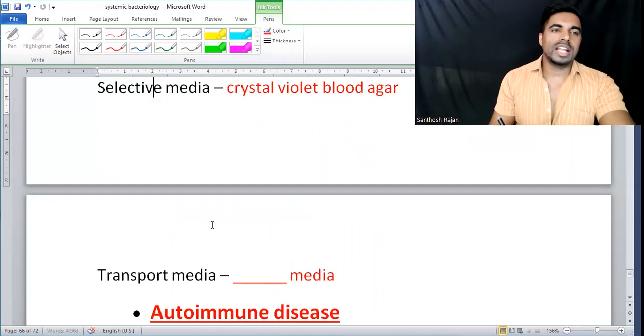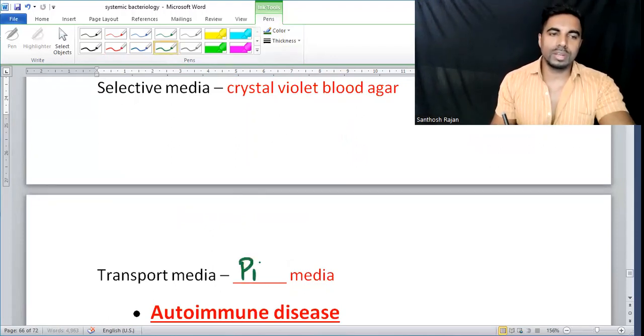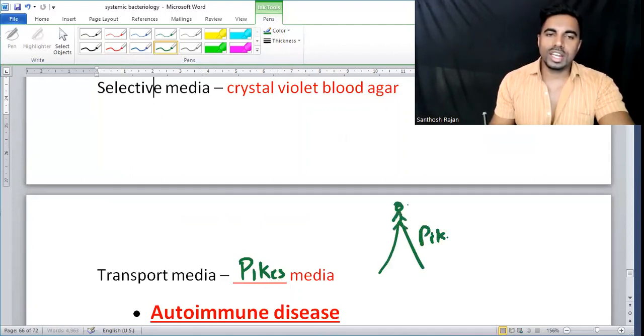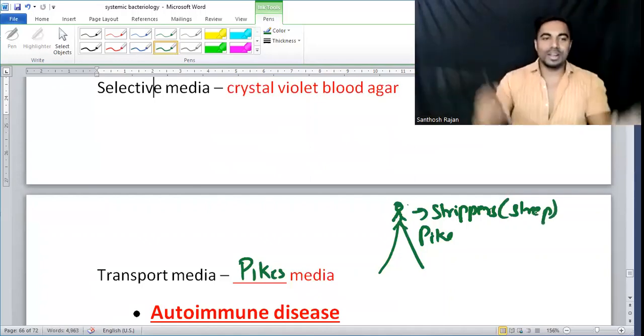Okay, now selective media, I told you crystal violet agar, and then transport media, Pike's media. What did I say? The Pikes, strippers, what do strippers do? They go dance on the pike. These are the strippers. Strippers means streptococcus. Strippers are nothing but streptococcus. Streptococcus dances on the pike. Remember? So Pike's media. Okay, that's it.